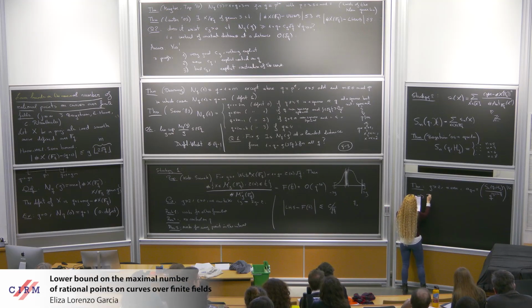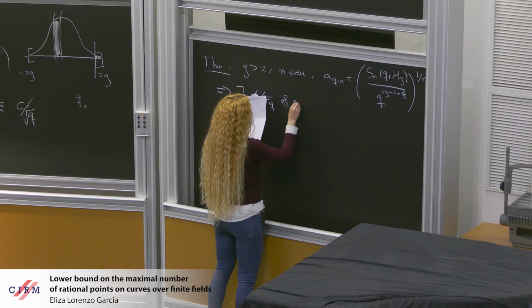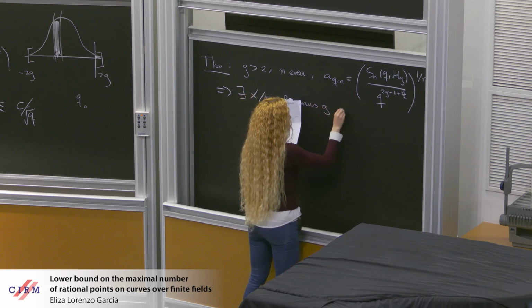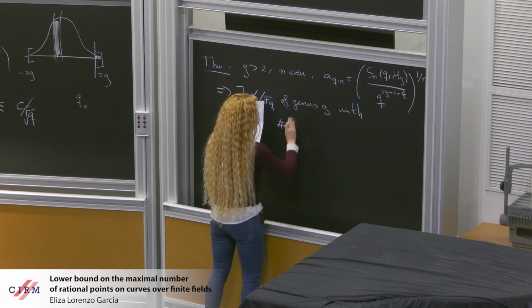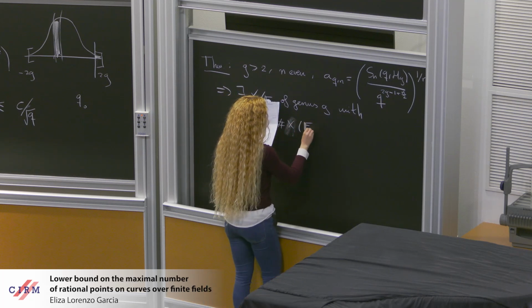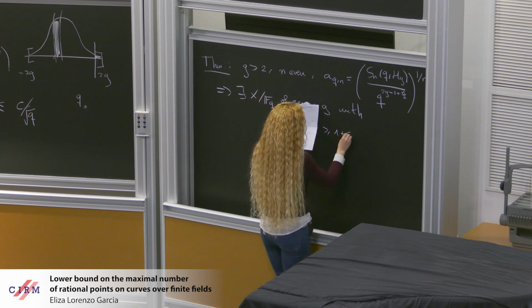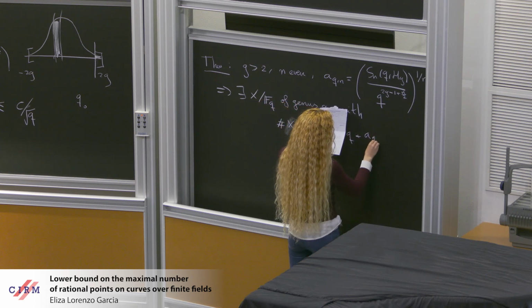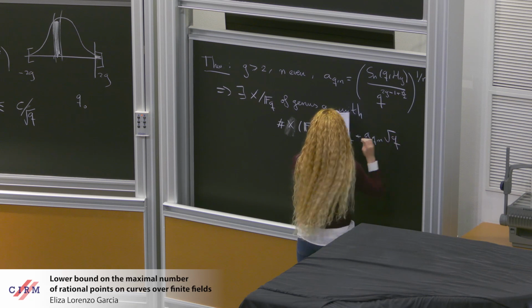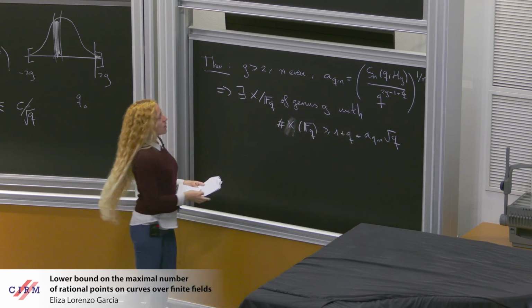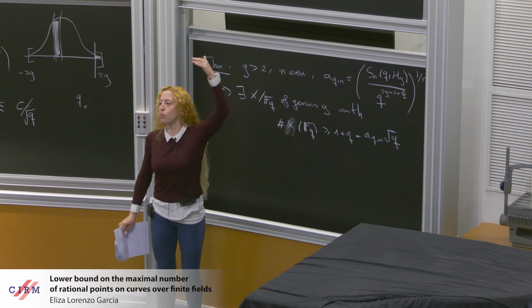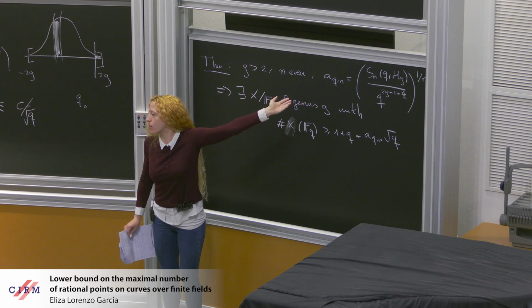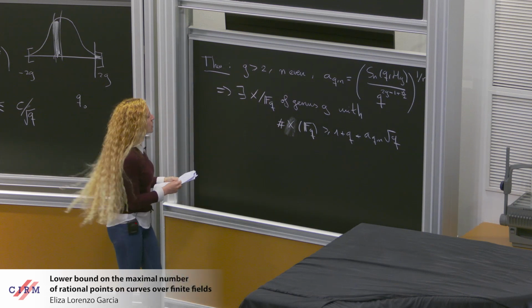And then there exists a curve over F_q of genus g with a number of points that is bigger or equal than 1 plus q plus this constant that we define, times the square root of q. So basically this is just to say this is an average, so you need to have a curve that has at least that number of points, because it's an average. So this is a proof of this result.